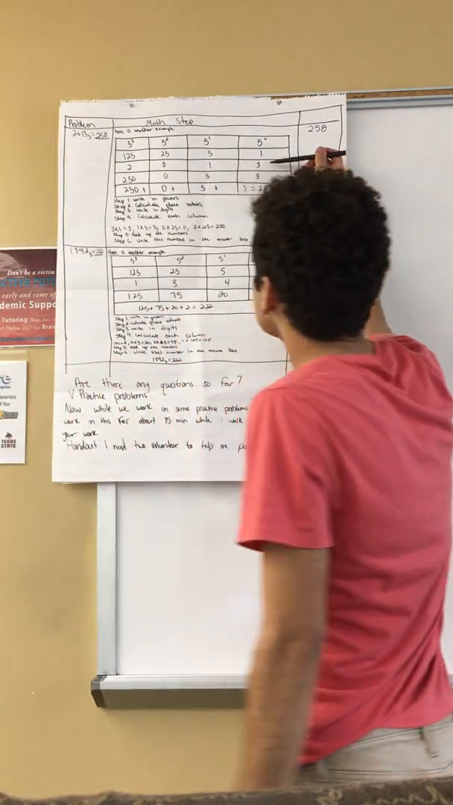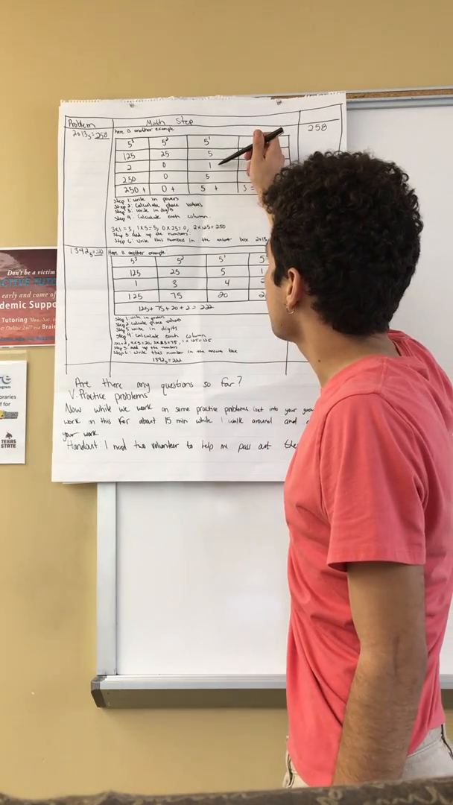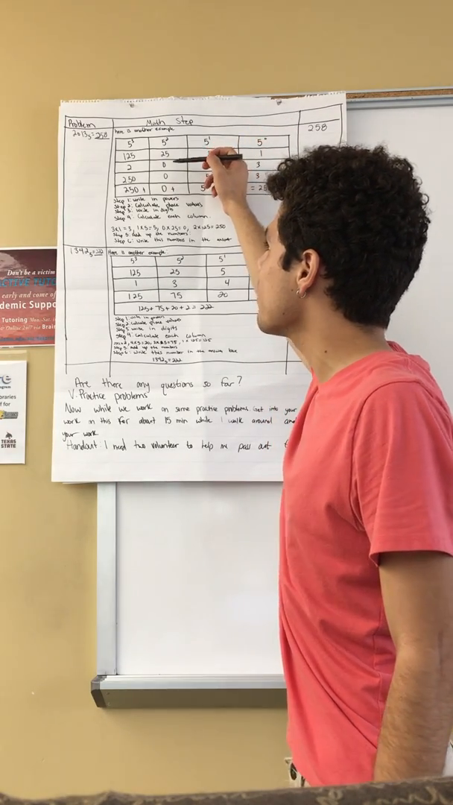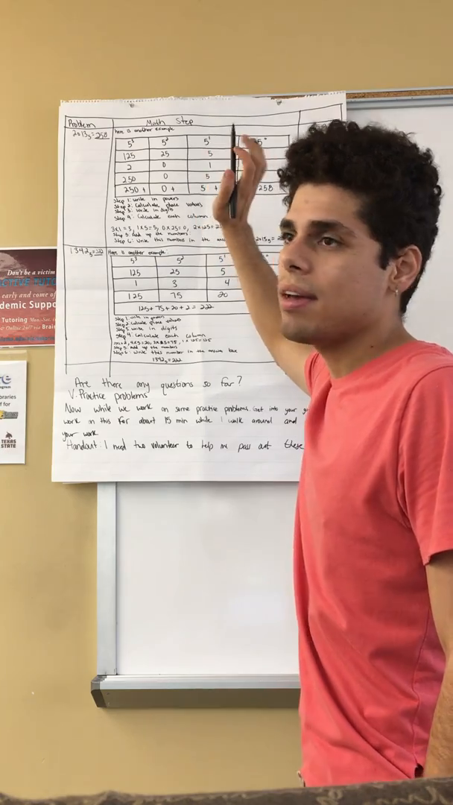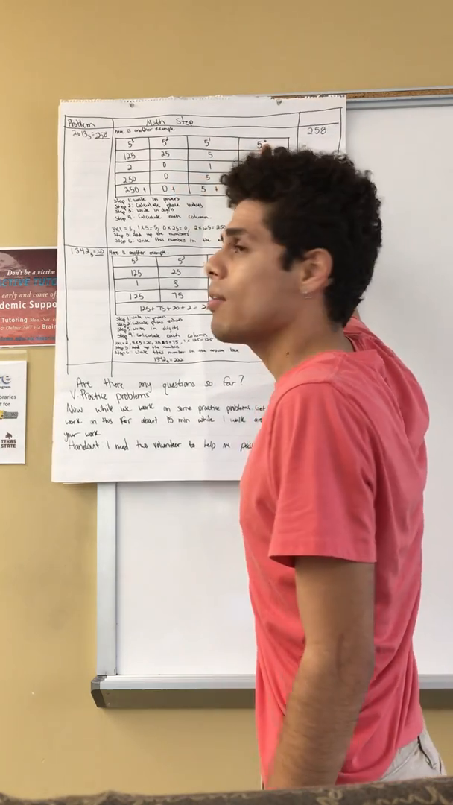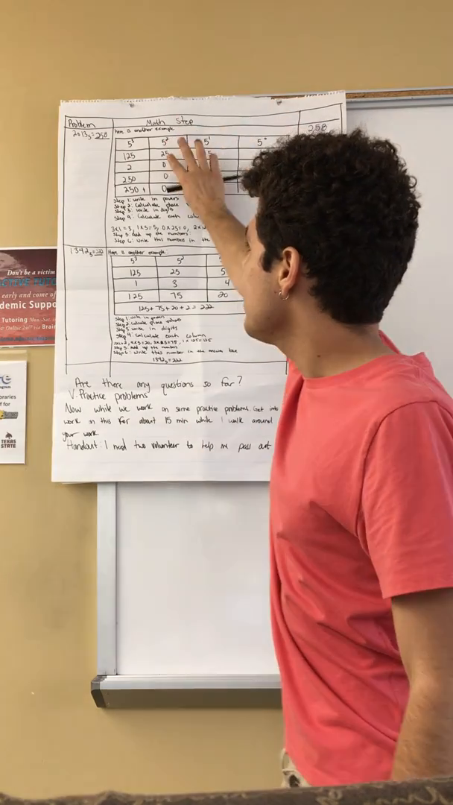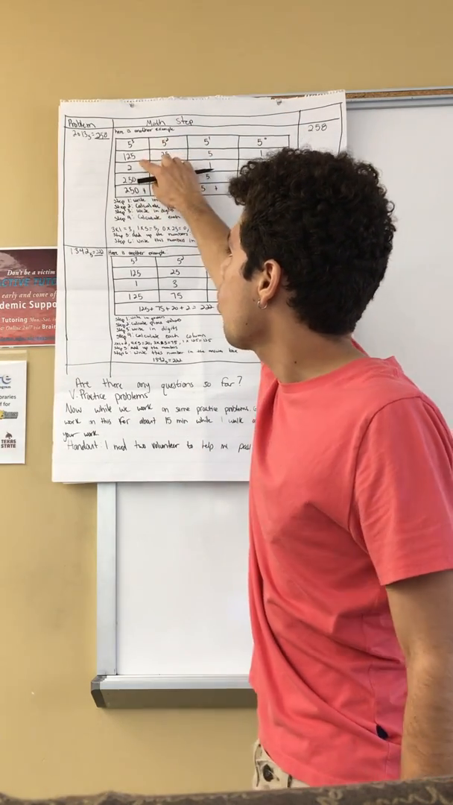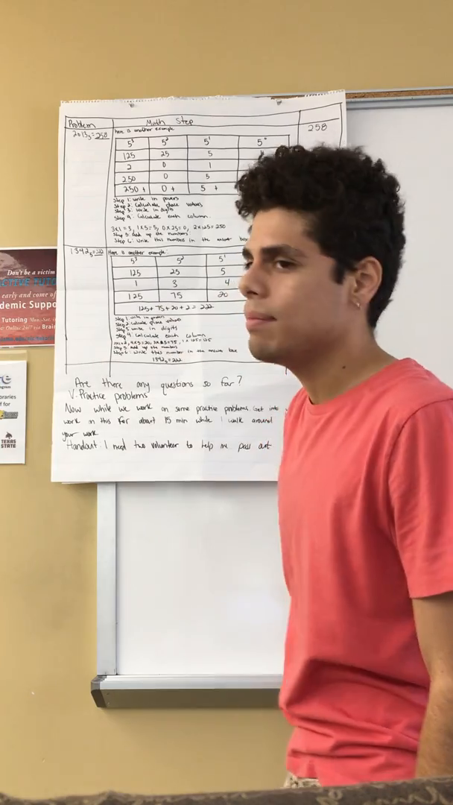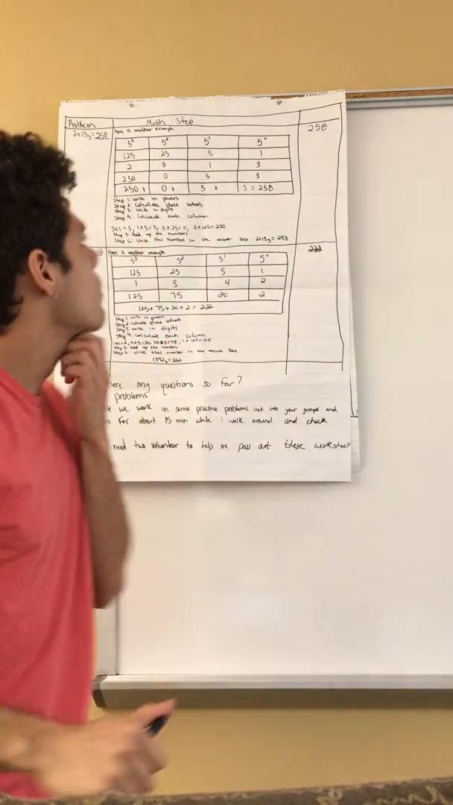So 1 times 3 equals 3. 5 times 1 equals 5. 25 times 0 is 0. It is not going to be 1 because it's not raised to a power, so don't get confused with that. Anything times 0 is going to be 0. 125 times 2 is 250. Last thing we're going to do is add them up.